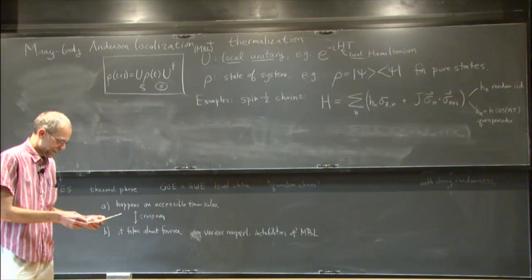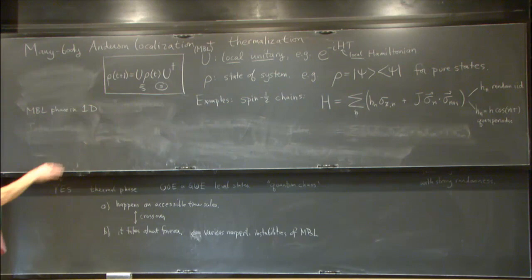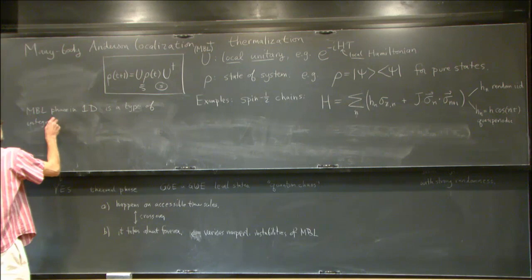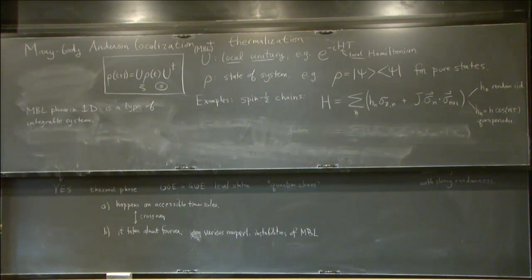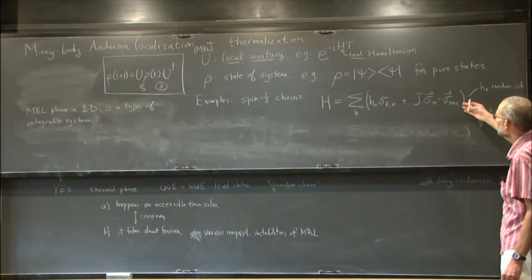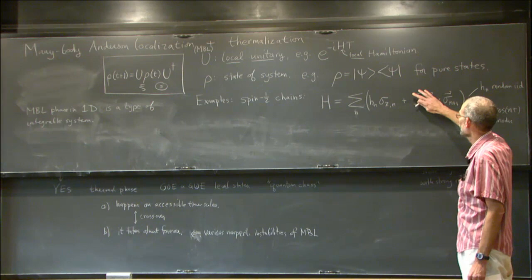Okay, so the MBL phase in 1D that Imbrie's proof is about is a type of integrable system. Just to talk about that informally, we can take this model here with these fields, and we can do this either random or quasi-periodic. Either one's fine. We can turn J off. Now that's a very simple problem, and it's localized.